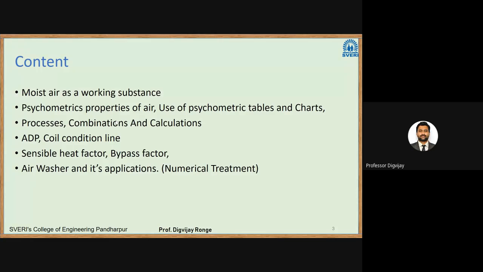Before that, you should know what the dew point temperature is. You should know what the wet bulb temperature is, what humidity is, what relative humidity is. Then what the accepted air quality or indoor air quality should be, and what the processes are.